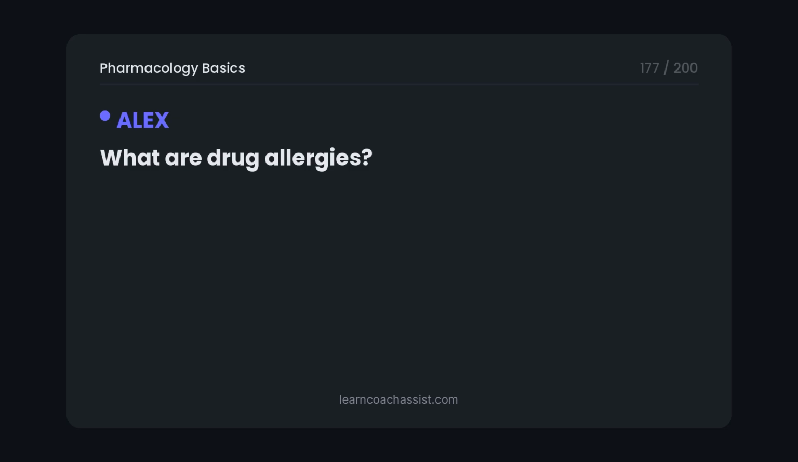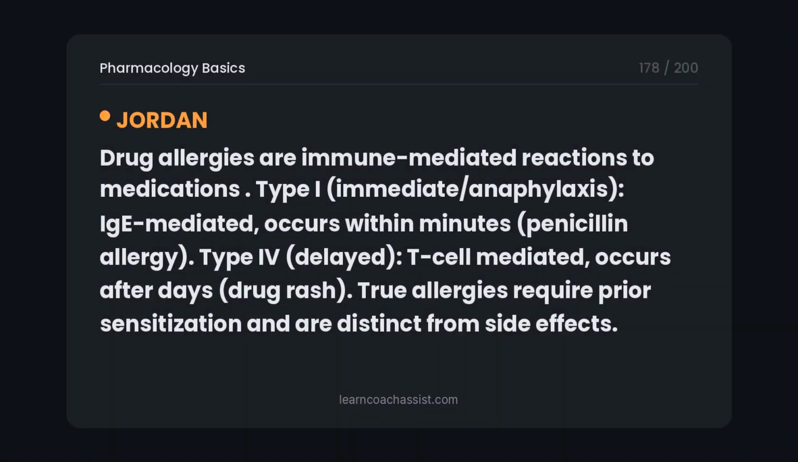What are drug allergies? Drug allergies are immune-mediated reactions to medications. Type 1, immediate/anaphylaxis, IgE-mediated, occurs within minutes, penicillin allergy. Type 4, delayed, T-cell mediated, occurs after days, drug rash. True allergies require prior sensitization and are distinct from side effects.